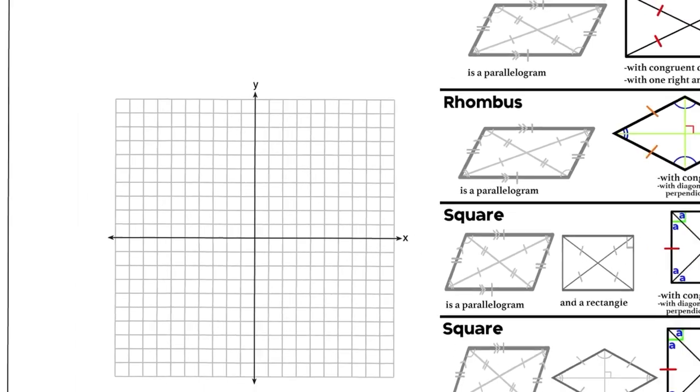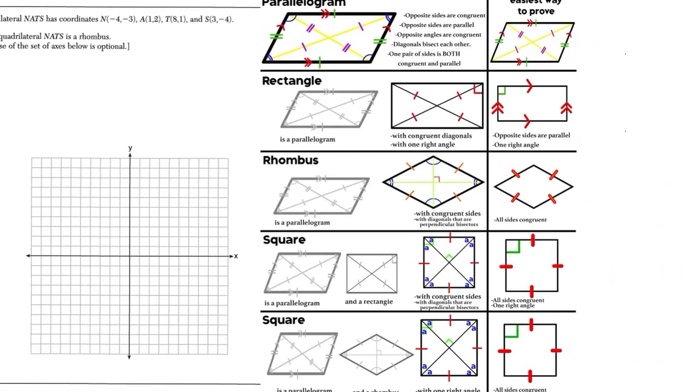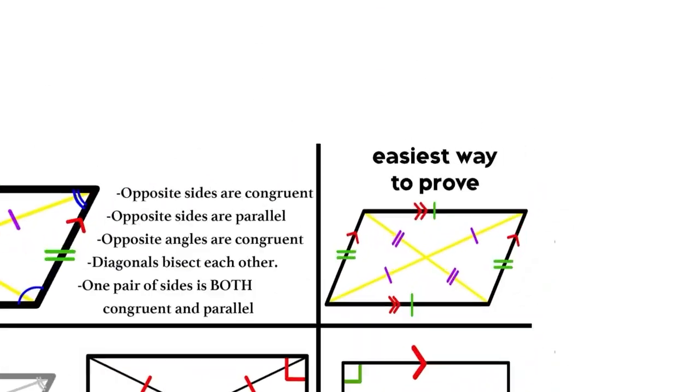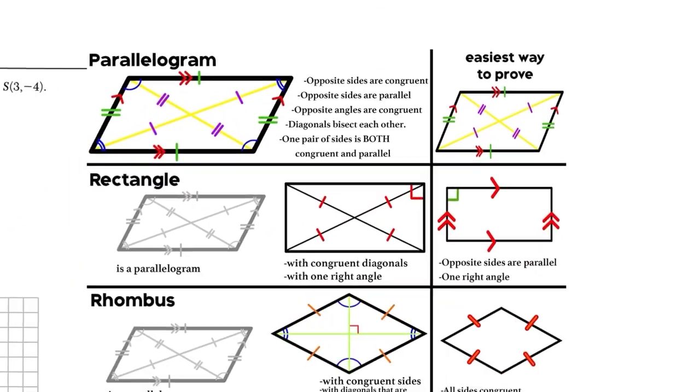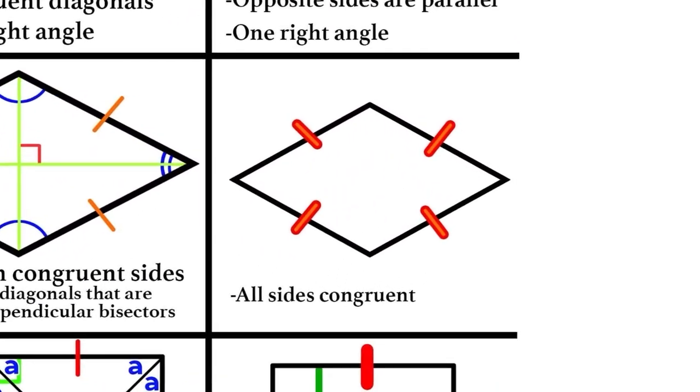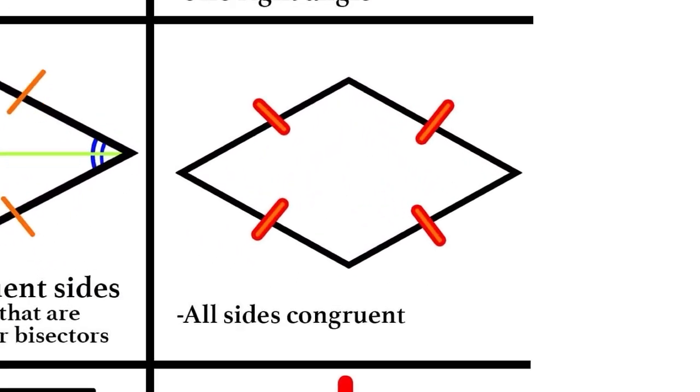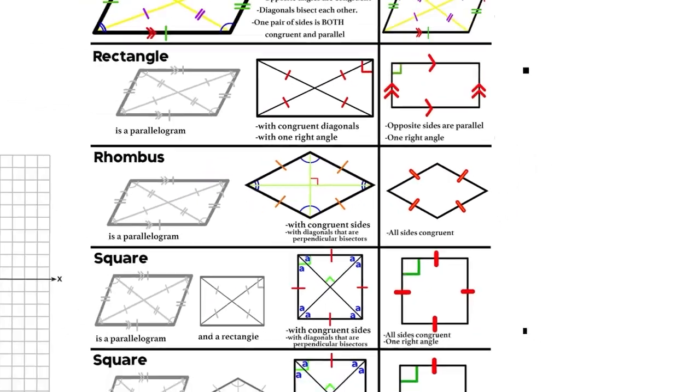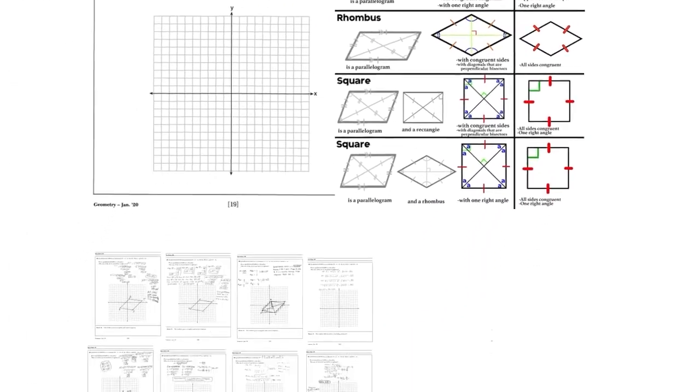What you're going to do right now is reference this document, and you'll notice on the right side of the page, it shows the easiest way to prove each of these shapes. If we draw our attention to the rhombus, the easiest way to prove a quadrilateral is a rhombus is by demonstrating that all sides are congruent. In a few minutes, I'm going to talk to you about the model response sets, or the grading tools that teachers are going to use to grade your performance, so you can identify the number of points that you're going to earn on this assignment.